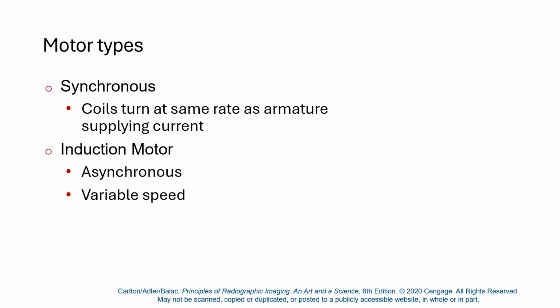Induction motors. Induction motors are asynchronous, but they're variable speed. And so increasing the current increases the speed until, again, you create combustion in the wires, and you melt the wires in the stator. So you do have an upper limit to the speed, but you can vary the speed. You can put a rheostat basically in front of the asynchronous motor and effectively govern the speed of rotation of the motor.